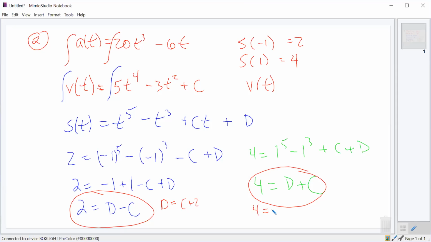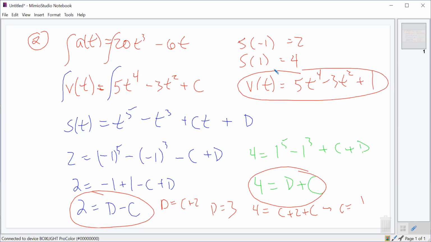So 4 equals, well, if d is c plus 2, c plus 2 plus c, what does c equal? Looks like c equals 1. And if c is 1, d is 3. And so you can go back in, you can write your position function or your velocity function. Velocity function ought to be 5t to the 4th minus 3t squared plus 1, because that was c. That's the answer to part 2.